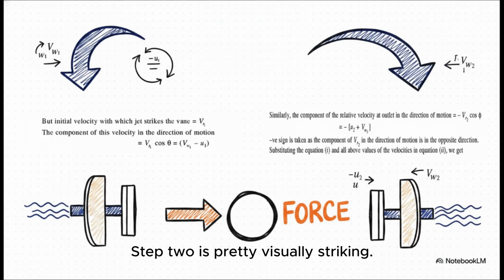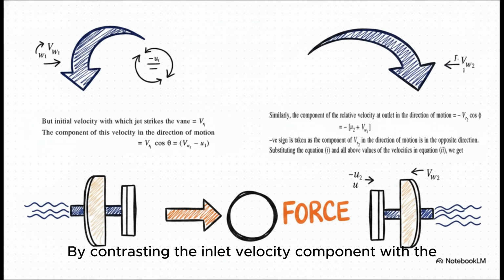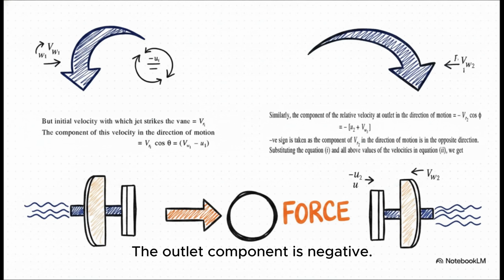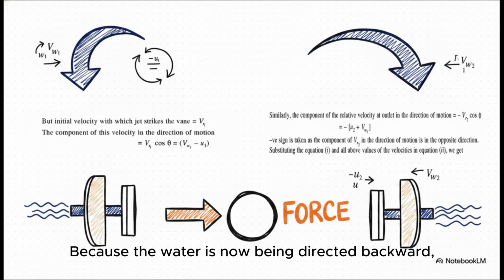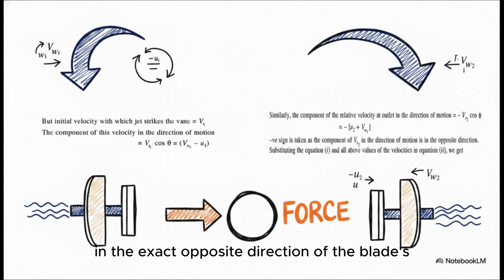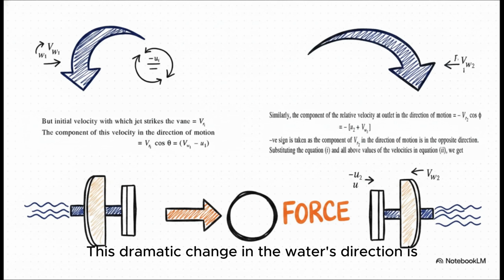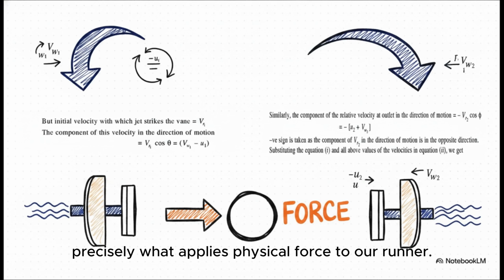Step 2 is pretty visually striking. By contrasting the inlet velocity component with the outlet relative velocity component, we see a totally crucial difference. The outlet component is negative. Why? Because the water is now being directed backward, in the exact opposite direction of the blade's travel. This dramatic change in the water's direction is precisely what applies physical force to our runner.